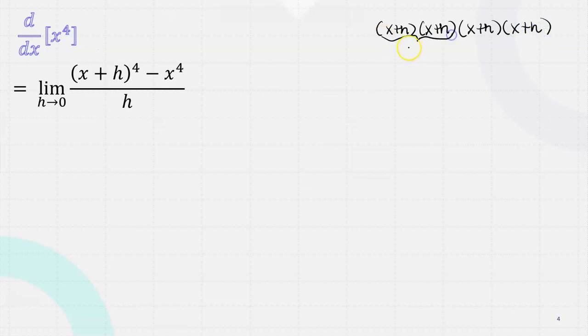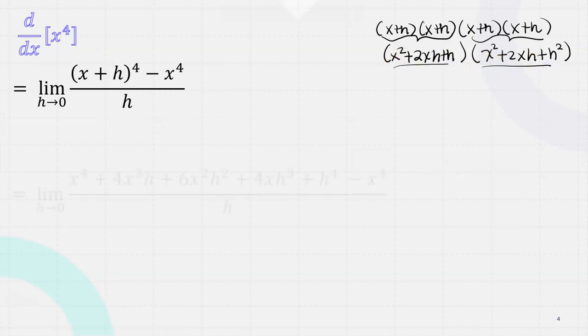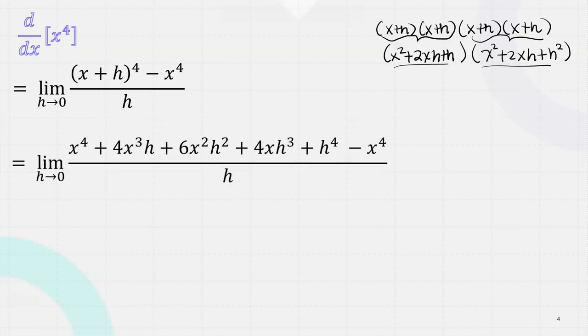So the first two would be x squared plus 2xh plus h squared. And then the other set would be the same: x squared plus 2xh plus h squared. And if you multiply these two polynomials out, you would get a very long thing, and that would be this part right here. So, trust me, use your scratch paper and check my work. That's what it is, right?